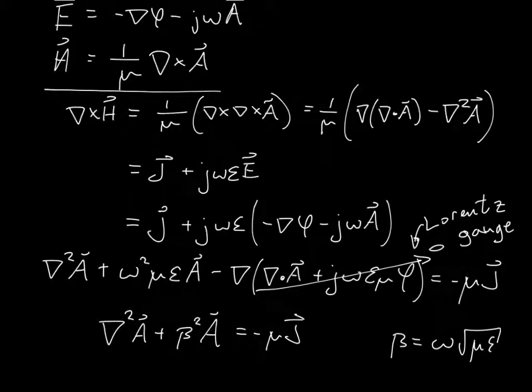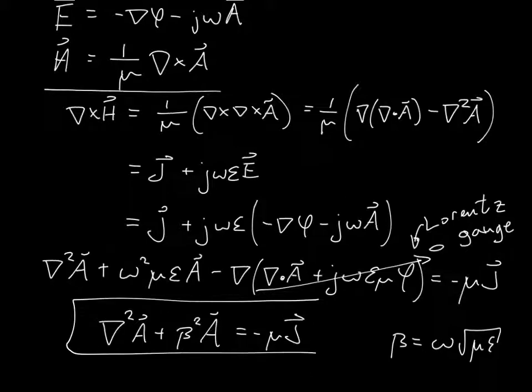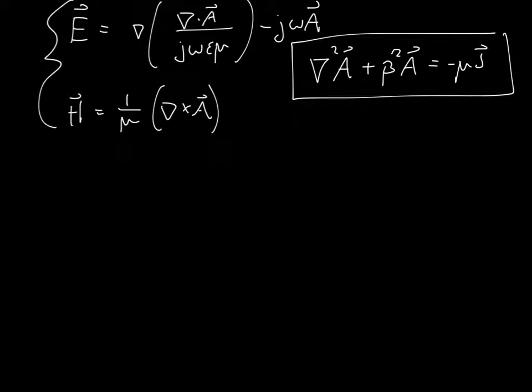Here I've written out the electric field and the magnetic field, and I've combined them into the Helmholtz equation for the vector potential. And I've invoked the Lorentz gauge to eliminate this term. This is all just standard E&M algebra. So now the E field and the H field are both simple functions of just the vector potential.